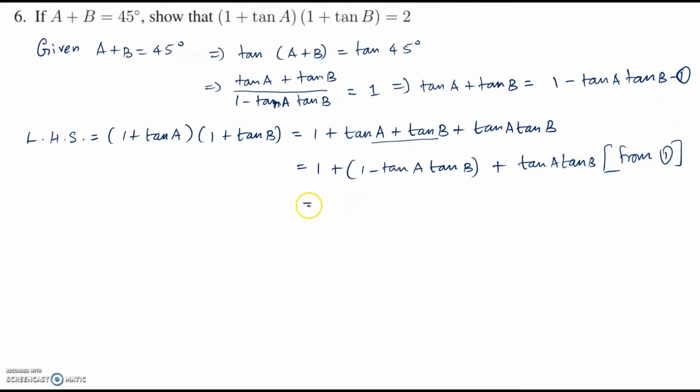Okay. Now further expanding, removing the brackets, you will end up having 1 plus 1 minus tan A tan B plus tan A tan B. So these two expressions will be cancelled. So you're left with 1 plus 1, which is 2. That's equal to RHS. Hence the proof.